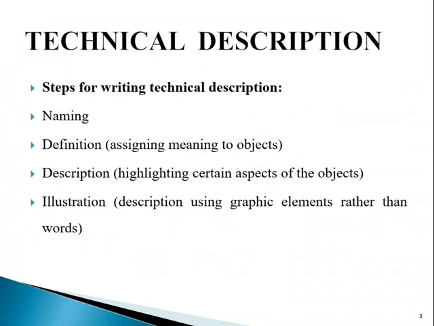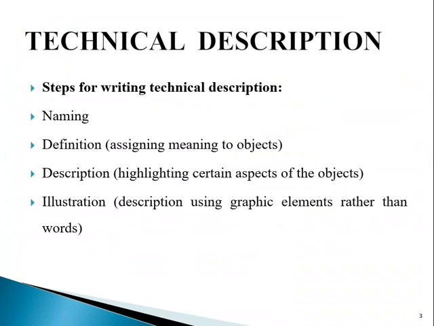Next, steps for writing technical description. These steps are included for writing technical description. First one is naming, then definition, which is assigning meaning to the object, then description, which is highlighting certain aspects of the object, and lastly the illustration, which is description using graphic elements rather than words.